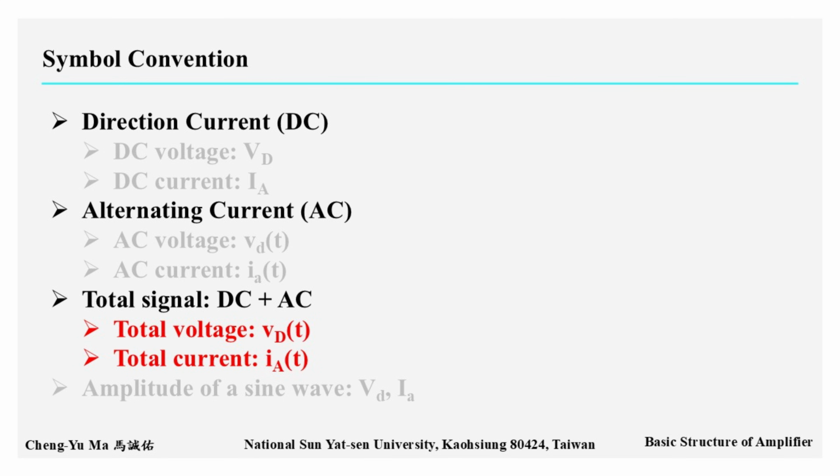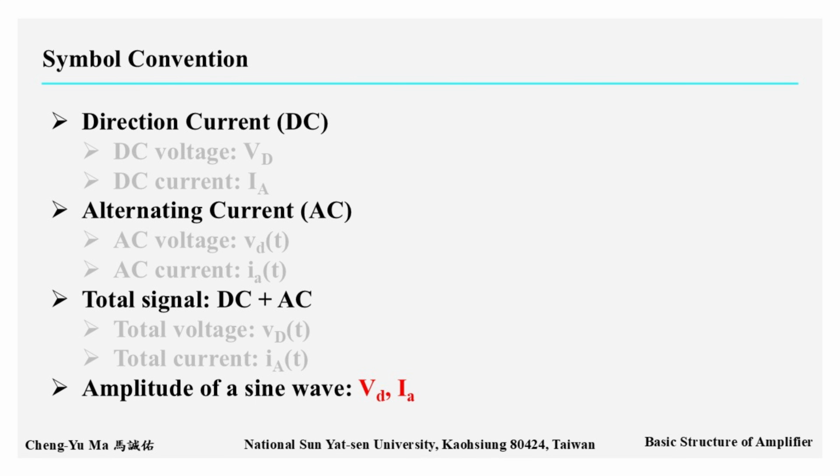For a complete total signal, the signal is formed by superimposing a DC signal and an AC signal. Therefore, the notation for the total signal uses a lowercase main letter with an uppercase letter as the subscript. The total voltage signal is written as lowercase v with uppercase D, and the total current signal is written as lowercase i with uppercase A.